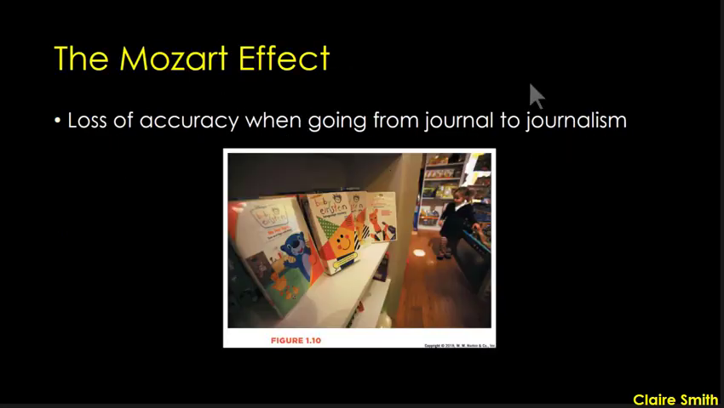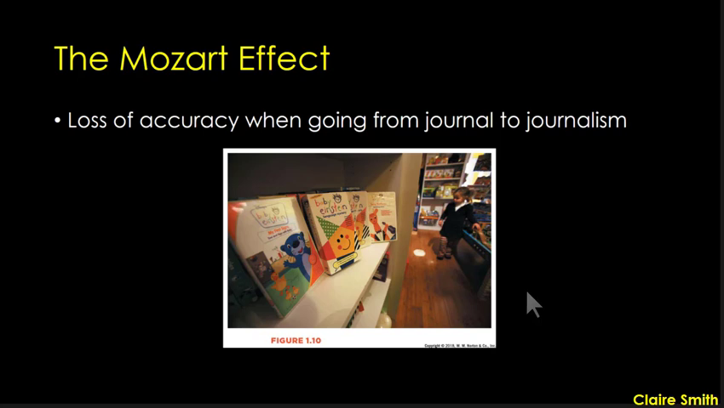One risk, and normally we do an activity in class with this, is called the Mozart effect, which is the loss of accuracy when going from journal to journalism. So the Mozart effect can be seen if we play a game of telephone, which is what we normally do in class, but we can't do it now.